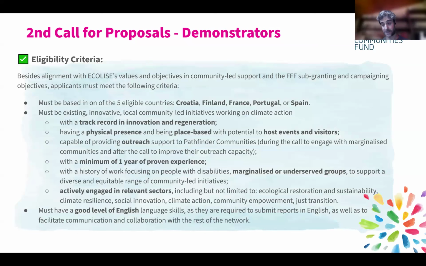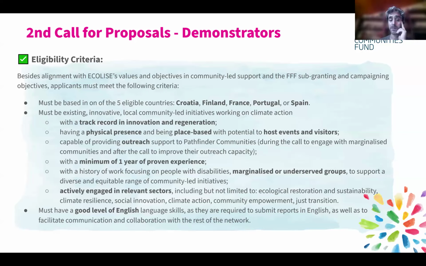That's very diverse. It can be on many different aspects. And what do we mean by innovative local community-led initiatives? Well, they need to have a track record in innovation and regeneration. They need to have a physical presence and being place-based with the potential to host events and visitors. It doesn't need to be something huge, but they need to be able to host visits.